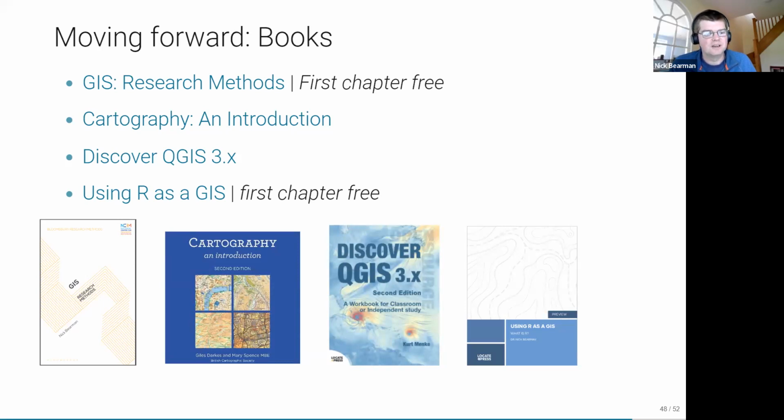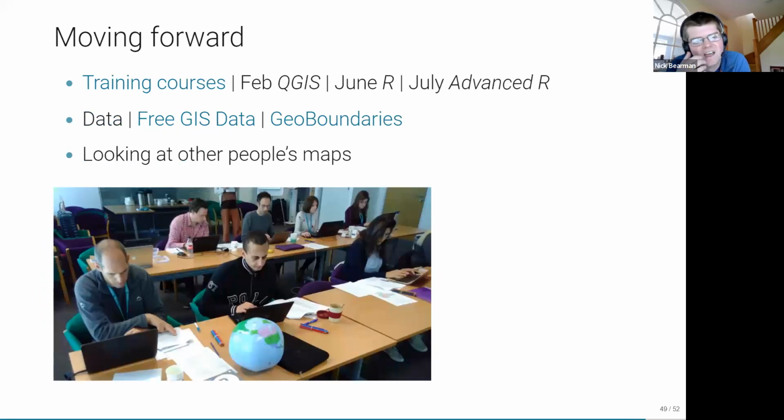If you want to learn QGIS specifically, there's Discover QGIS 3.x by Kurt Menke from Locate Press, which does some of the theory, but also lots of practical examples in QGIS. I'm also working on a book using R as a GIS. The first chapter is free online. The rest of it's in process, so I'm still writing it at the moment. But if you want to go down the R route, I'd really recommend that.